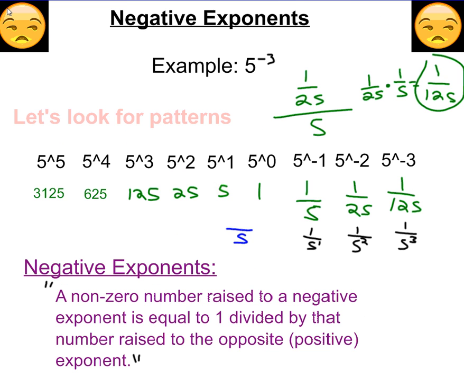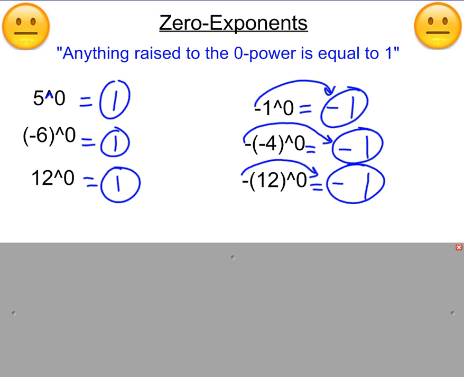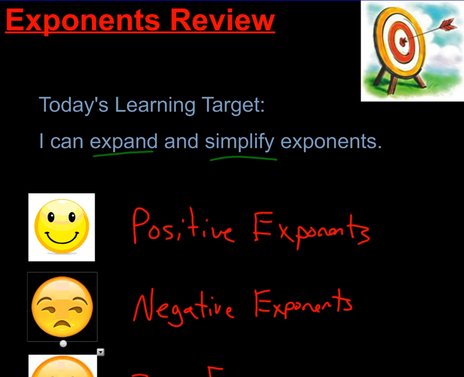All right? Remember, negative exponents, sad face, negative face. 0 exponents, anything raised to the 0 power is 1. We still have to keep in mind those negatives and whatnot. But 0 emotions in that emoji. And then we've talked about positive exponents. So, go back, think about the goal, how you can expand and simplify exponents with negative or positive exponents, or 0 exponents now, too.